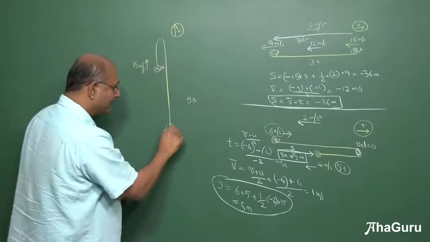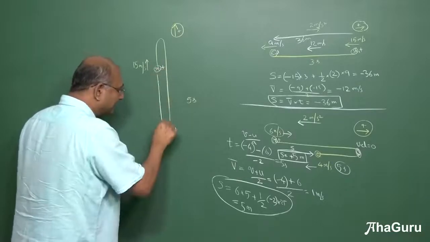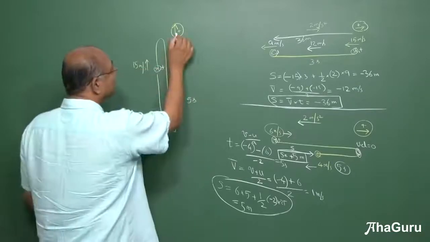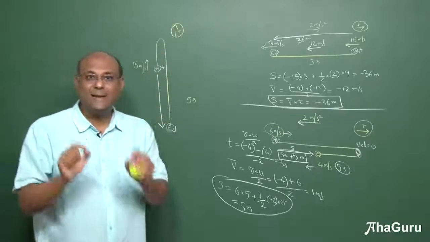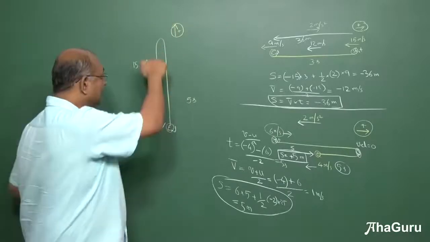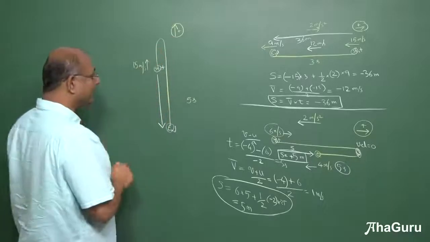Where is it ending? Displacement is in this direction. But look at what is positive direction. Up. Do you think the displacement is going to be negative or positive? It's down. That is plus. So it is going to be negative. Let us calculate and see.